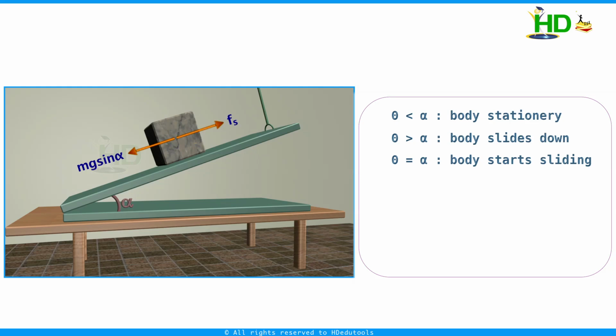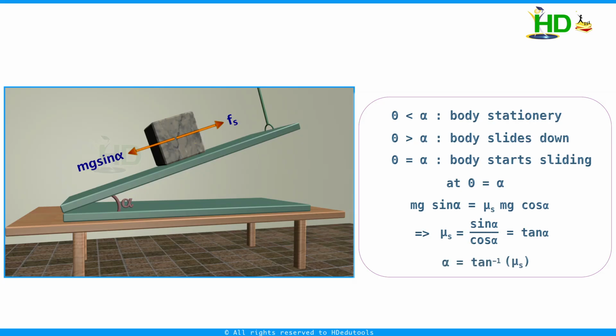In this case, we are taking the angle of inclination as alpha. We can write mg sin alpha equal to mu s mg cos alpha. Mg sin alpha is the pulling force and this is equal to mu s mg cos alpha, which is the limiting frictional force. From this we can write the coefficient of static friction mu s is equal to sin alpha by cos alpha, and this is equal to tan alpha. And the value of alpha is tan inverse mu s.